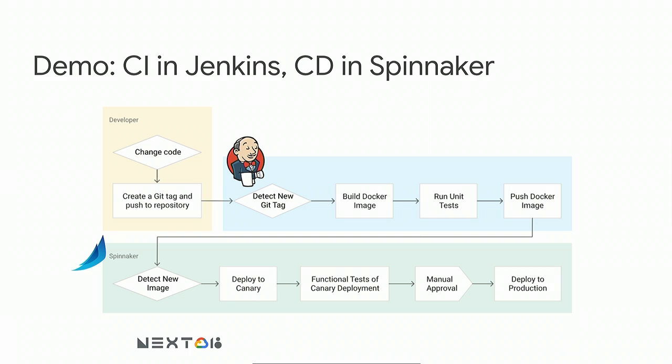So now we'll go through what this process actually looks like end to end, with Jenkins doing most of the CI work, and then Spinnaker picking up from there once an artifact is built. So if we could switch over to the laptop.